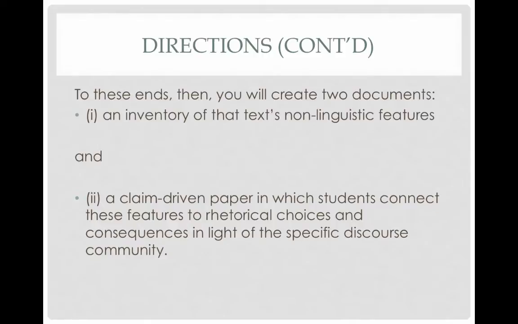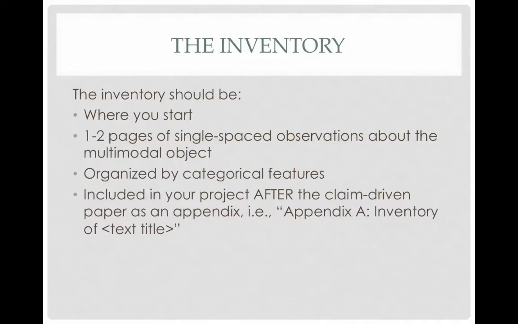So you have 2 sets of protocols you're trying to enact here. One is to create an inventory of the text's non-linguistic features, and the second is to create a paper in which you argue how that text fits into the discourse community in which you've situated it. That's not too difficult a task, I don't think. Really, that means make a list of features and explain how those features connect to the discourse community you believe, you argue, they fit. So the inventory should be where you start.